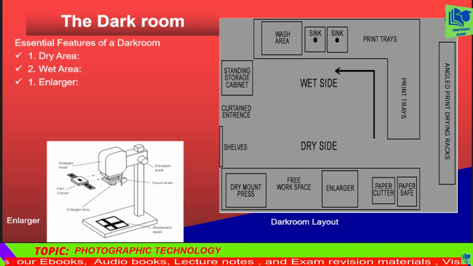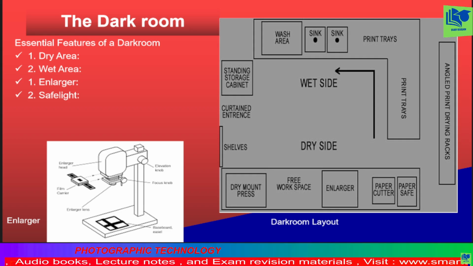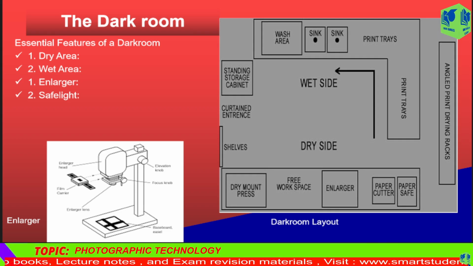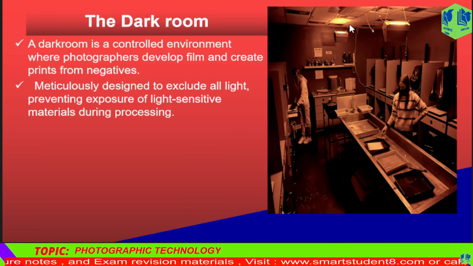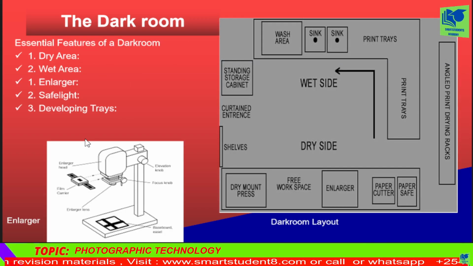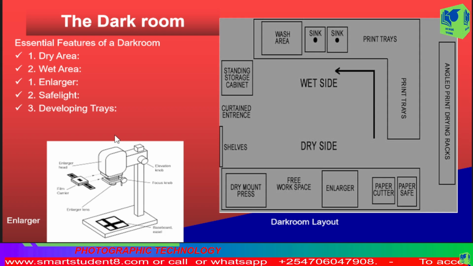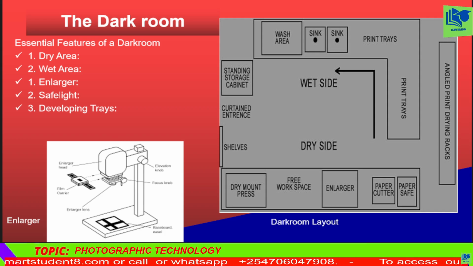2. Safe light. A specialized light source that emits wavelengths to which photographic paper is less sensitive, typically red or amber. This illumination allows photographers to see while working without exposing the paper prematurely. 3. Developing trays. Containers that hold chemical solutions, developer, stop bath, and fixer, used sequentially to process exposed photographic paper. Each tray is designated for a specific chemical to prevent cross-contamination.